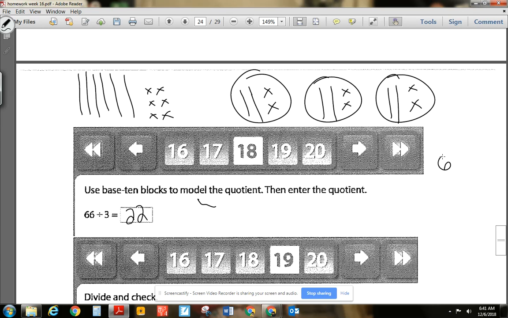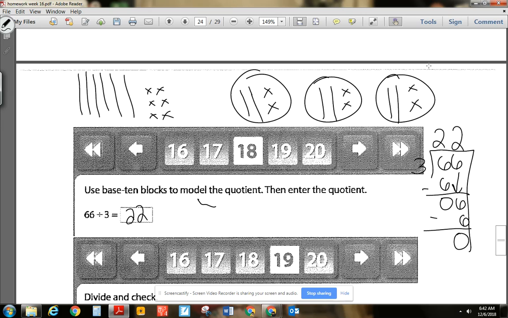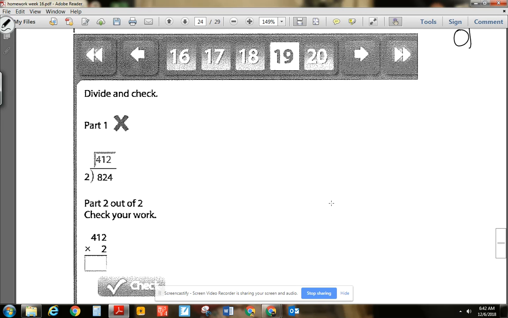The other way to do this would be the standard division: 66 divided by 3. And how many 3's fit into 6 tens? 2 tens, because 2 times 3 is 6 tens. Since I'm in the ones place, I bring down the ones. How many 3's fit into 6 ones? Well, 2 3's fit into 6, so I subtract 6. And there's none remaining. All right, let's go to the next problem.